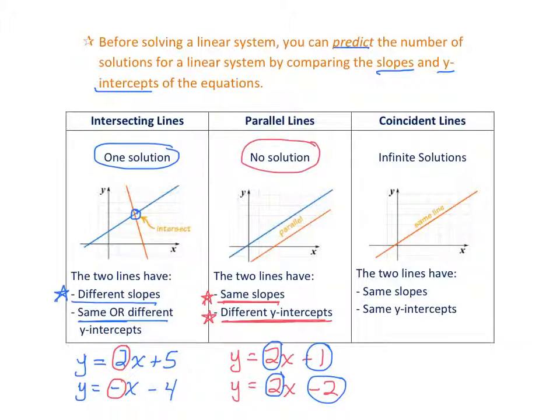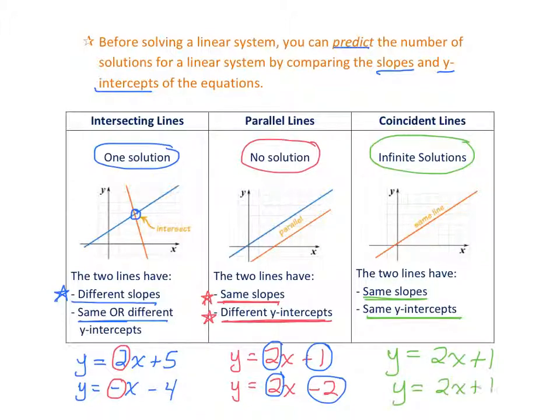The third type of linear system is the infinite, or the coincident lines system, which has an infinite number of solutions. Coincident lines, because they are the same line, will have the same slopes and the same y-intercepts. So they really have to be identical lines. So you might have y equals 2x plus 1, and the other line will also be 2x plus 1 in its simplest form.